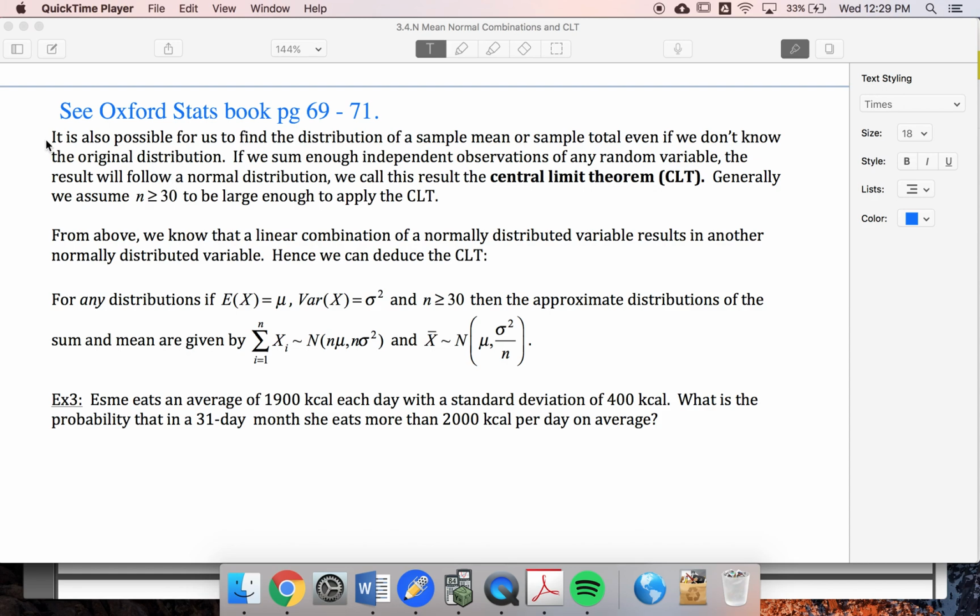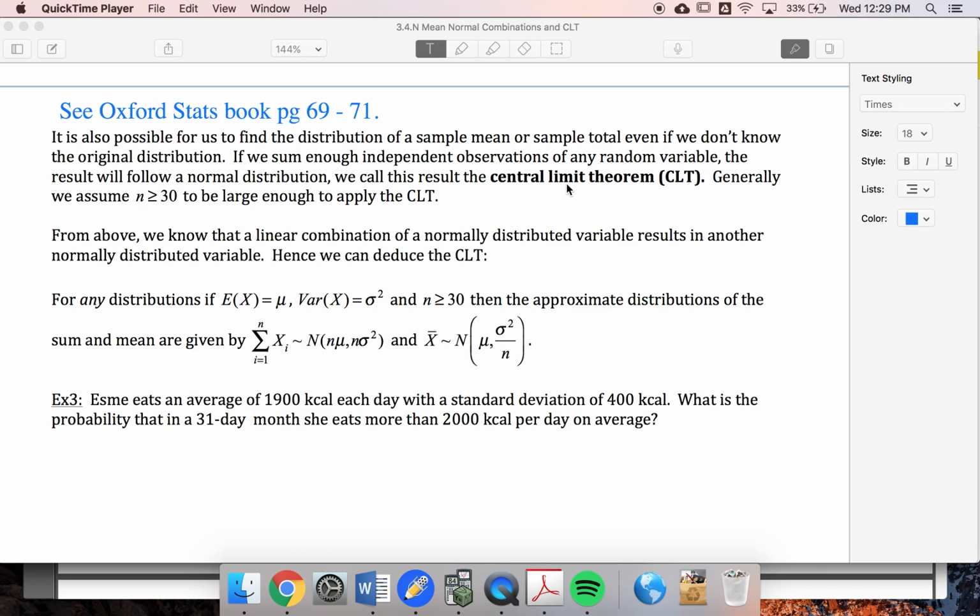In the list of textbooks, you'll see an Oxford statistics book. Pages 69 to 71 of that book do a really good job of explaining the central limit theorem. So I encourage you to go there and read what they've said.